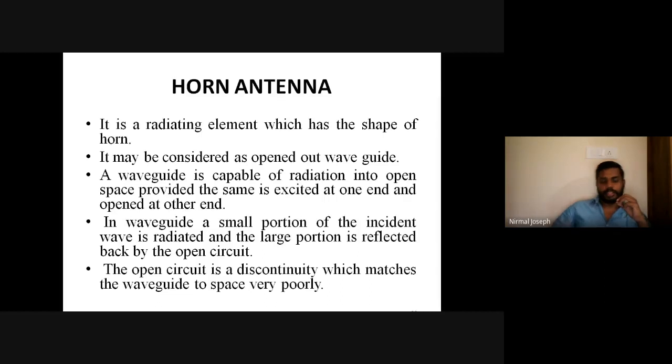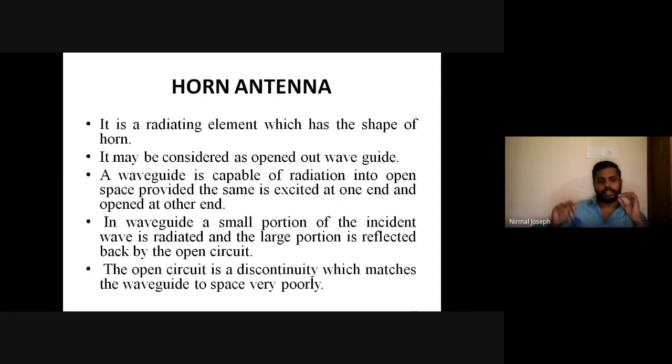Okay, we will move on to our topic. It's a radiating element which has the shape of a horn. What will the horn shape be? We will see. It may be considered as an opened out waveguide. You have studied waveguides in the electromagnetic theory paper. So you know what a waveguide is. It is nothing but an opened out waveguide, and a waveguide that is opened out is a horn antenna. There is nothing much to study.